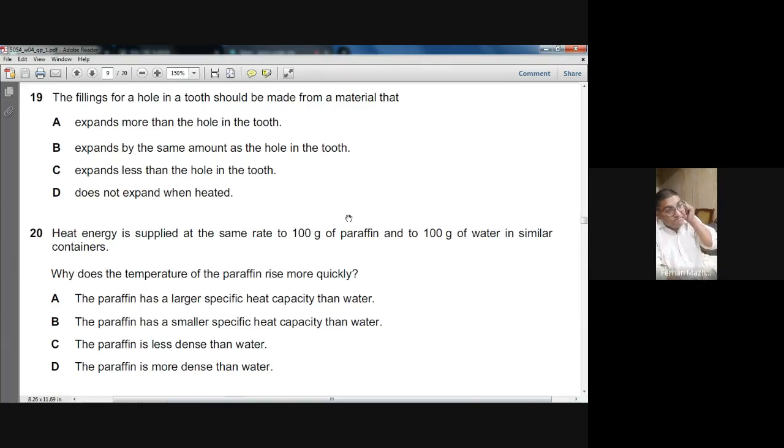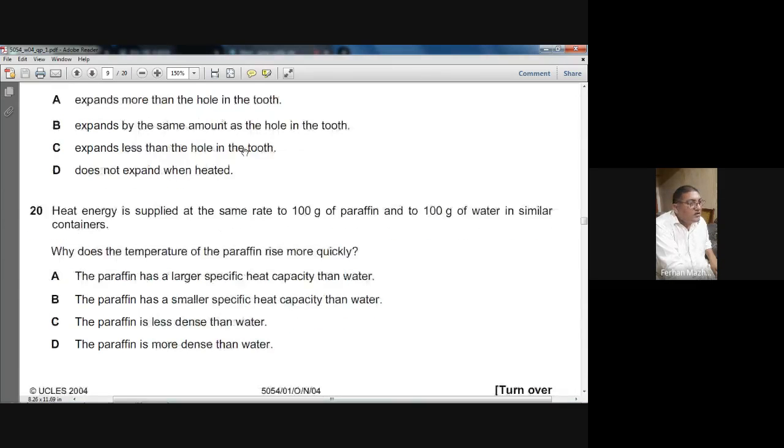What do you think? What's the choice? What is the choice? Sir, B part: expands by the same amount as the hole in the tooth. Yeah, that is the choice. It should. Otherwise, the filling will come out. Cracks will develop in the filling. Okay, sir. It will separate from the tooth. So, B is the choice.